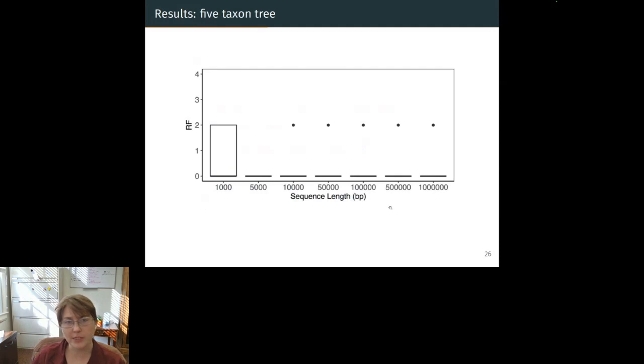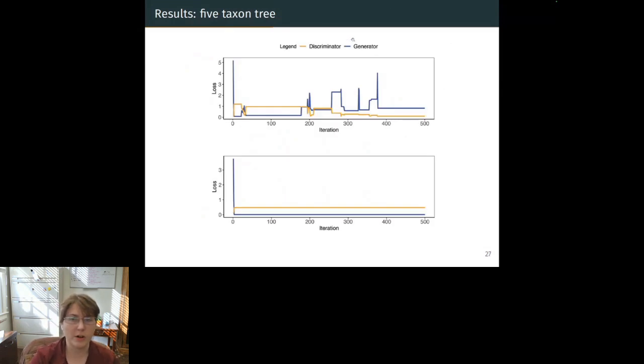Okay, so to start, we tried this on a 5-taxon tree. On the y-axis here, I'm showing you the Robinson-Foulds distance from the true species tree. And on the x-axis, I'm showing you the sequence length, so the number of base pairs we used. With as few as 5,000 base pairs, we can do fairly well. However, you will see that we do make occasional mistakes. Luckily, it's fairly easy to identify those cases by looking at our training metrics. So here, I'm showing you the loss for the generator and the discriminator.